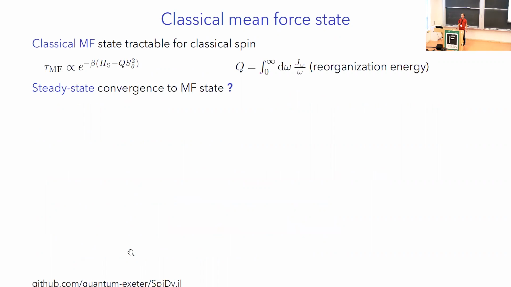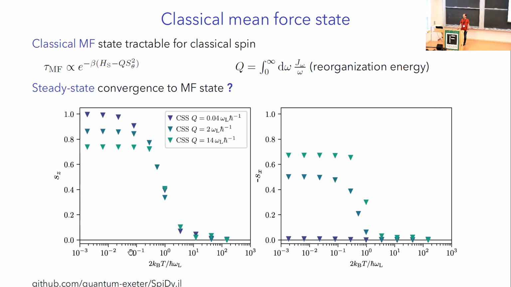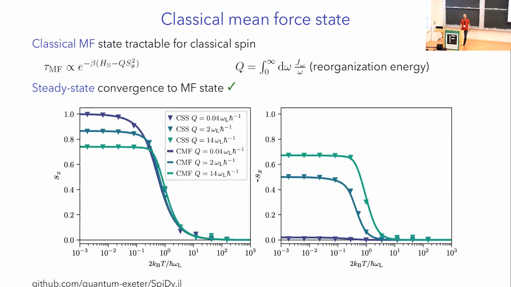So how does this look? What I plot here on the left is the expectation value of the z component of the spin, and on the right of the x component, as a function of temperature. Each dot corresponds to the steady state of the spin at a given temperature and at a given coupling strength. Each color corresponds to a different coupling strength. The lighter the color, the stronger the coupling. So this is the steady state from the dynamics that we solve numerically. And then we can compare that with this analytical formula for the mean force state, and that's the solid line. And as you can see, there is an excellent agreement between the two.